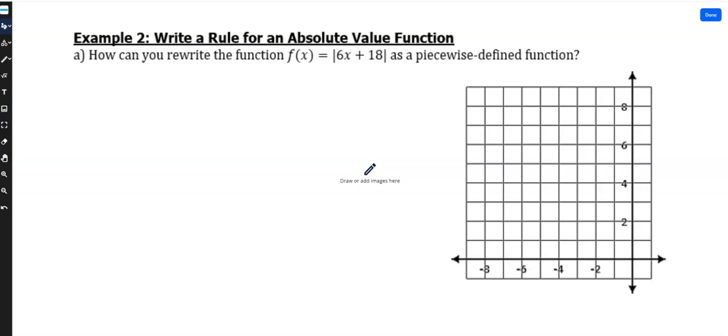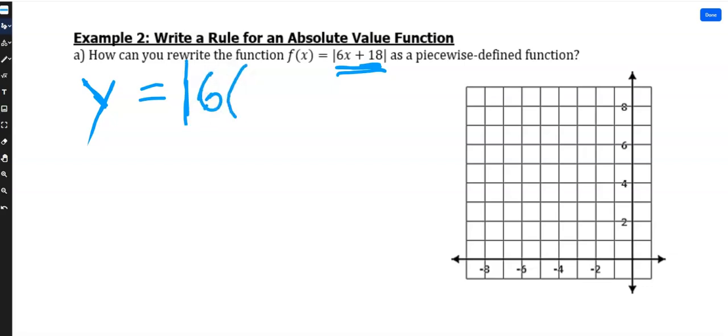Okay, so write a rule for an absolute value function. So they want me to write this as a piecewise defined function. Now, I think it would be smart if we did one algebraic thing. What if we took the 6 and we factored it out? Now, what does that mean? Well, when you're factoring, you're doing division, okay? So I literally pulled the 6 out. Now, it's still inside the absolute value bars. Don't get me wrong there. Still inside the absolute value bars. I'm just pulling out that 6.